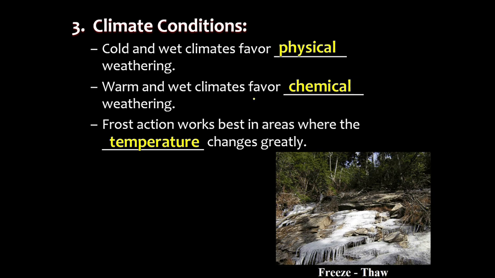Warm and wet climates favor chemical weathering, acid rain. Water is going to dissolve minerals more easily. Oxidation, meaning rust, is much more common here.